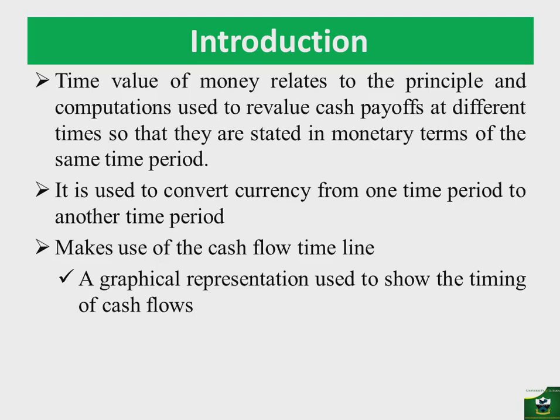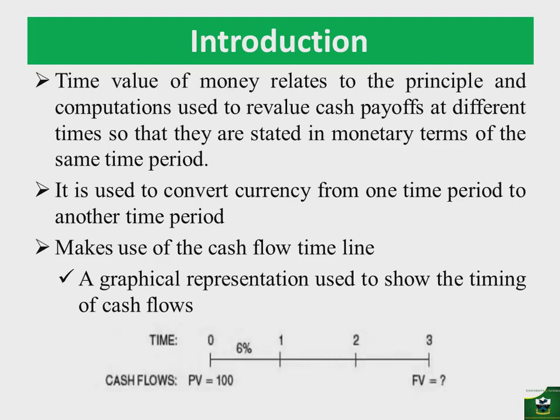Simply illustrated, a timeline for the cash flow will look like this one here. So we have a period 0 where you are making your initial investment of 100 kwacha, and that money is what we call the present value of the cash flow.